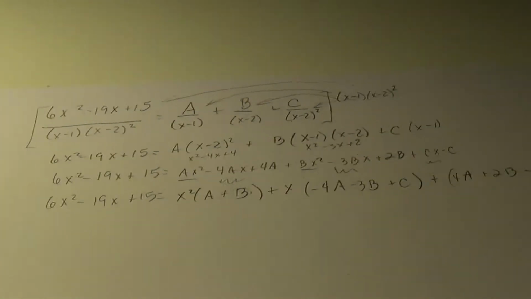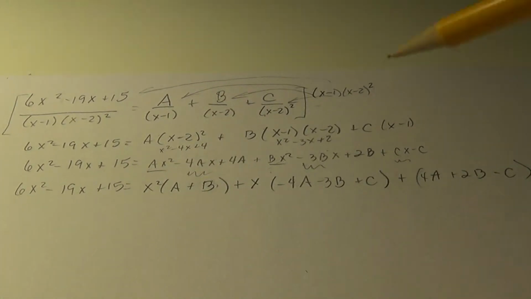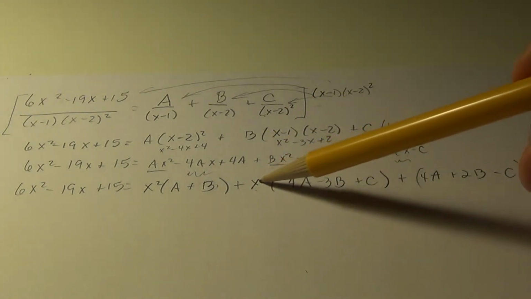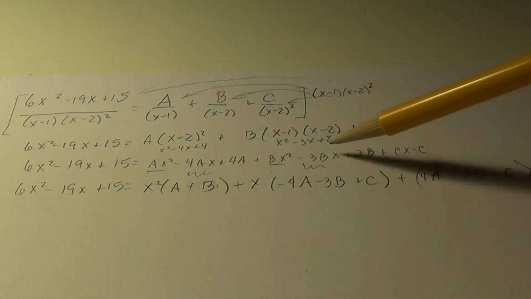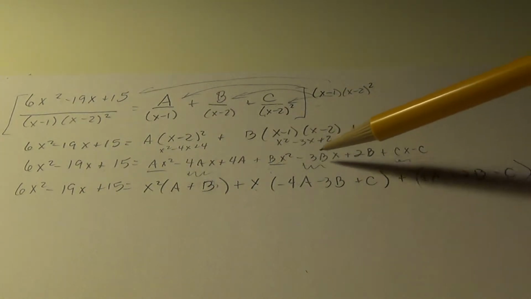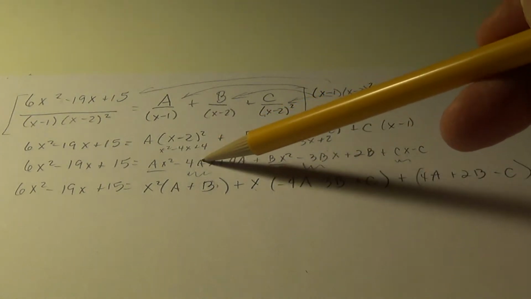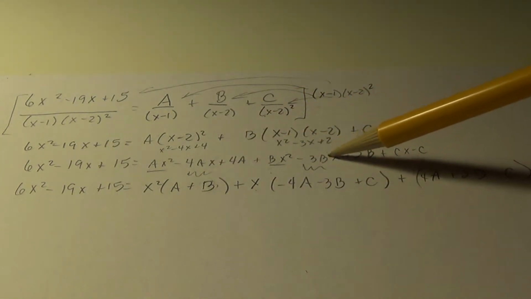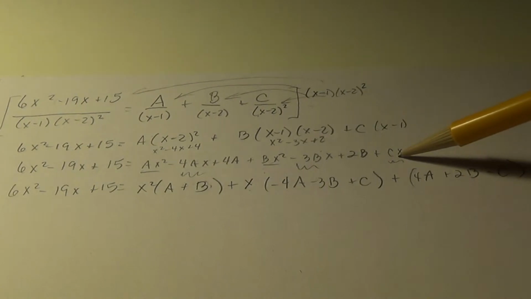So I'll just kind of put them in a group, and I've lost you. So back here, I pulled an x out of those terms that had an x in them. So just regrouping. I pulled an x out of the minus 4Ax term, and I pulled an x out of the minus 3Bx term, and out of the Cx term.